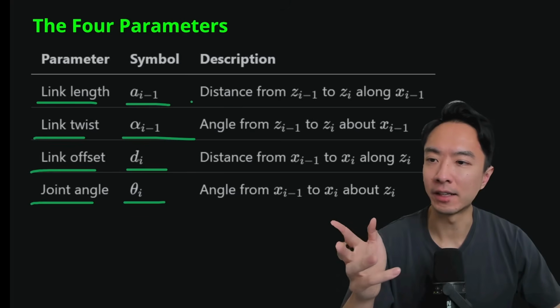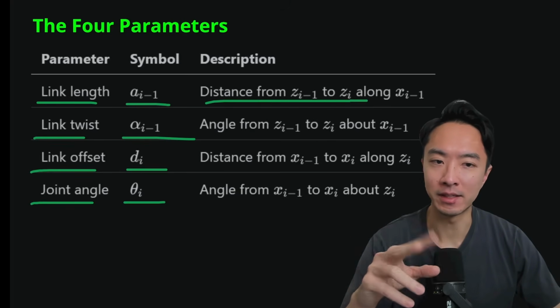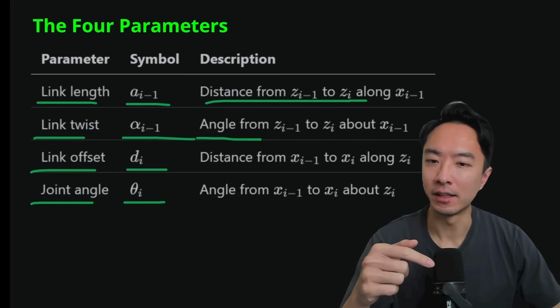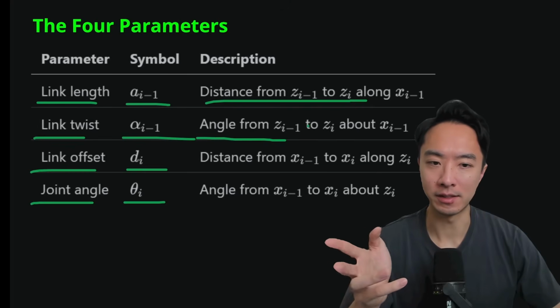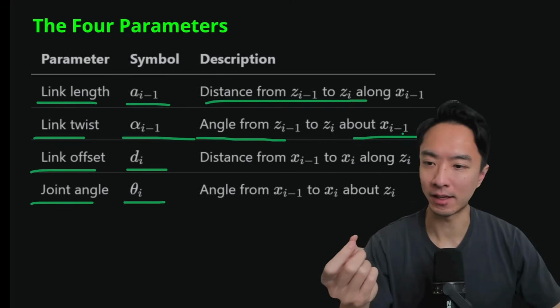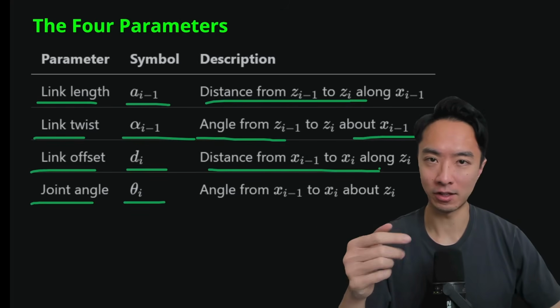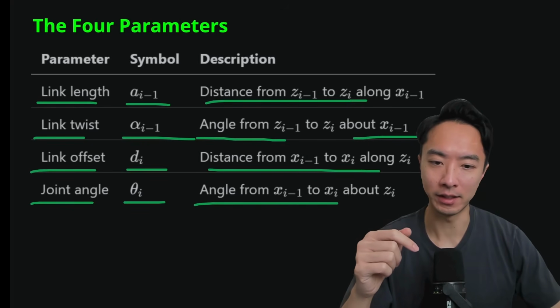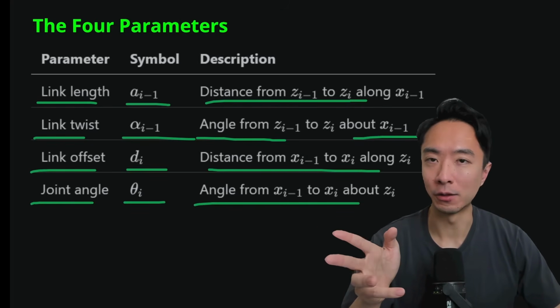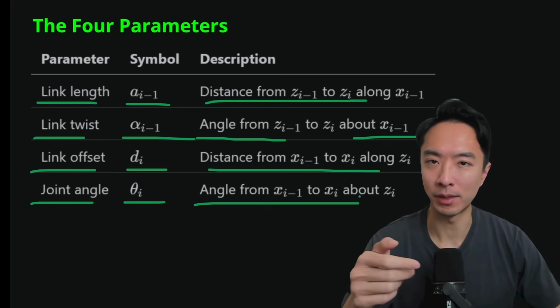So it's defined as: the first one is the distance from the z-axis along the x. The next one is the angle between the z-axes about the x-axis. The link offset is going to be the distance between the x-axes along the z-axis, and then the joint angle is going to be the angle from the two x-axes about the z.